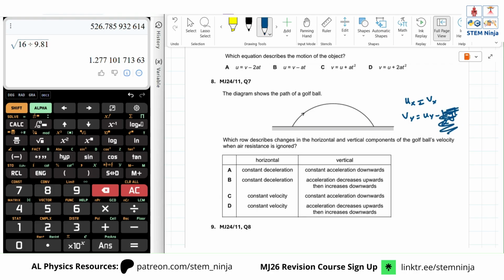So this would be minus gt. Simple. So constant velocity, we can cancel out these because horizontal is constant. Vertical, constant acceleration downwards. This is the only thing that's correct because vertical acceleration downwards, a is equal to minus g, which we do because we take upwards as positive. It's constant. Acceleration is not changing. So C would be the correct answer.